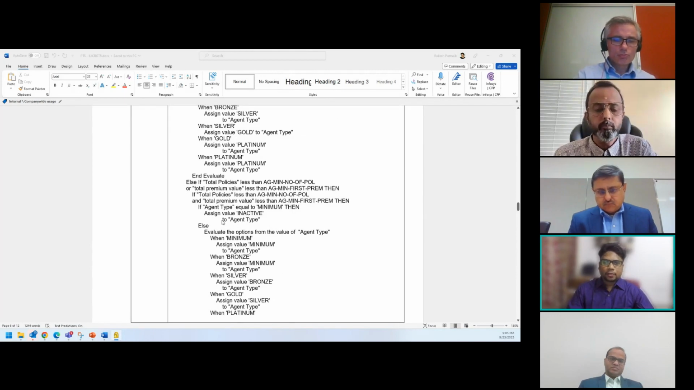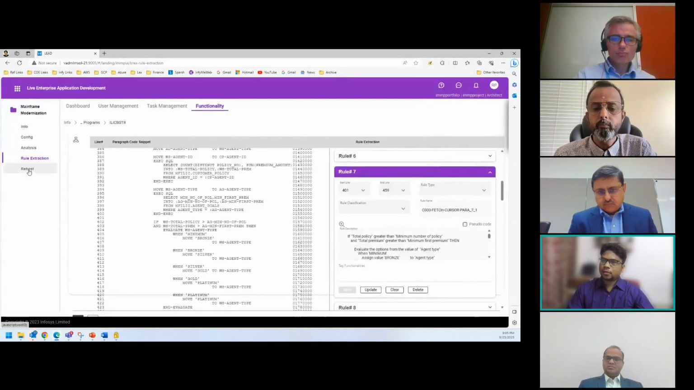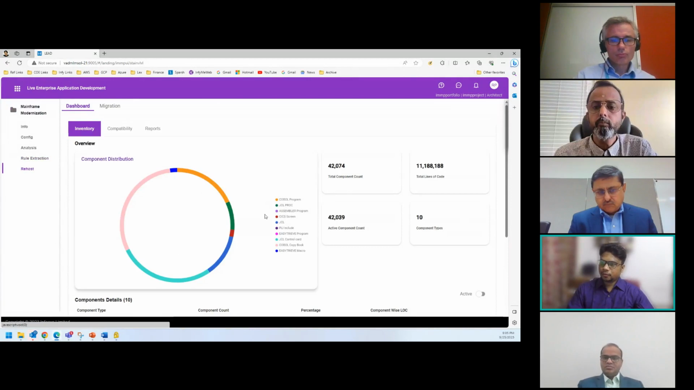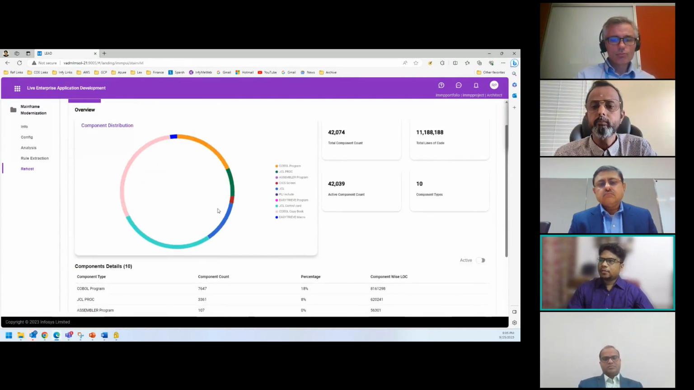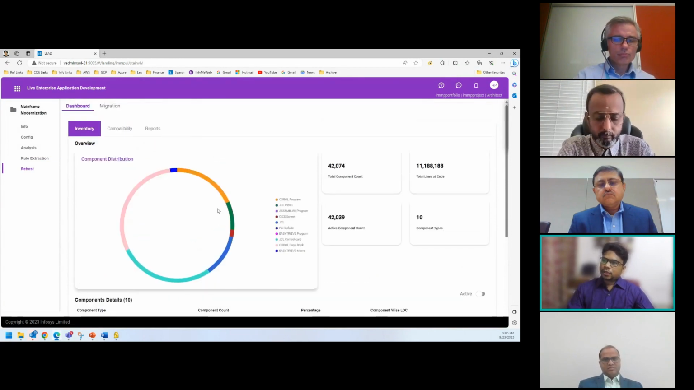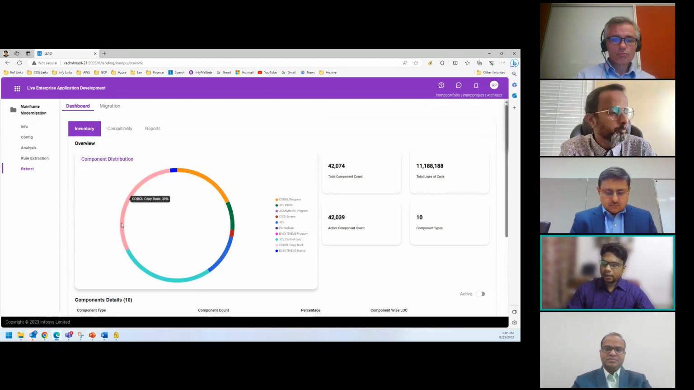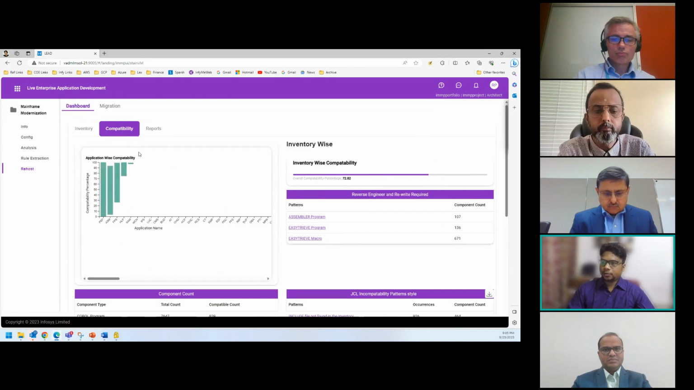Now going back to the platform, let's look at the last feature of the platform for today's webinar. This is about rehost. As I was telling, the most critical part of rehost is the compatibility. So we need to understand what type of components are available within the inventory. Is it COBOL? Is it PL1 or is it something else? Now let's look at the compatibility piece.